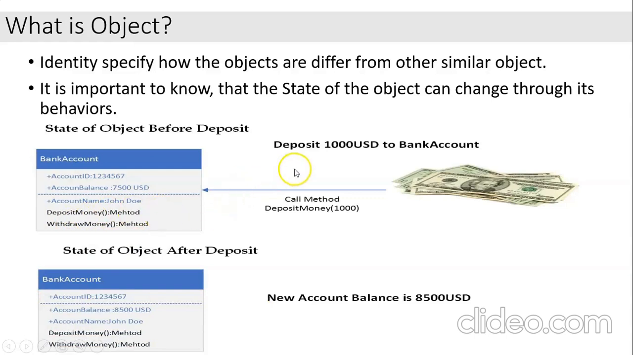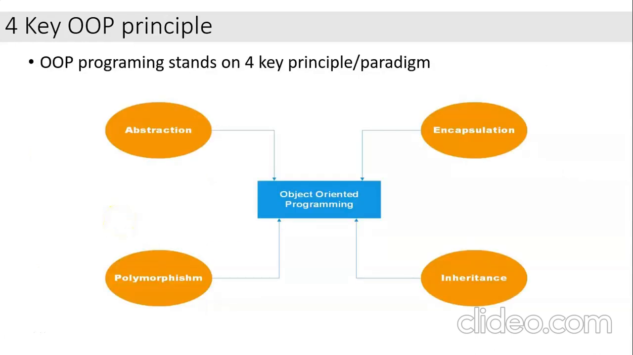Now suppose we want to deposit 1,000 USD to John Doe's bank account. So we call the deposit money method and deposit 1,000 USD. Before, the state of the object, I mean the account balance, was 7,500 USD, but after the deposit method is executed, the account balance is changed to 8,500. So the state of this class has been changed through a method call. I hope you already got a fairly good idea about class and object.